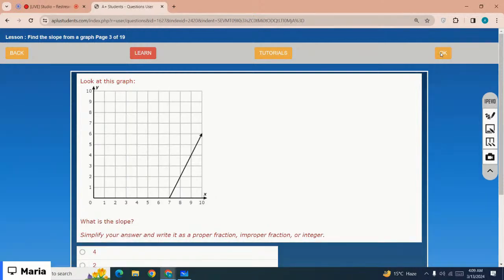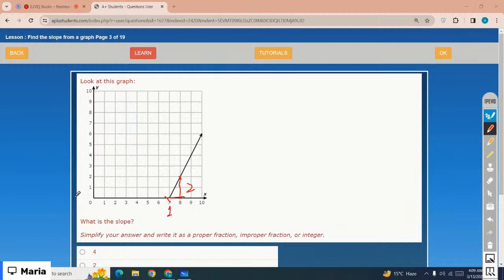Okay, the next one is: look at this graph, what is the slope? You have to select any 2 points on the graph. The easiest way is just to join these points like this and like this. Here you have two squares, that is the distance y, and that is just 1.